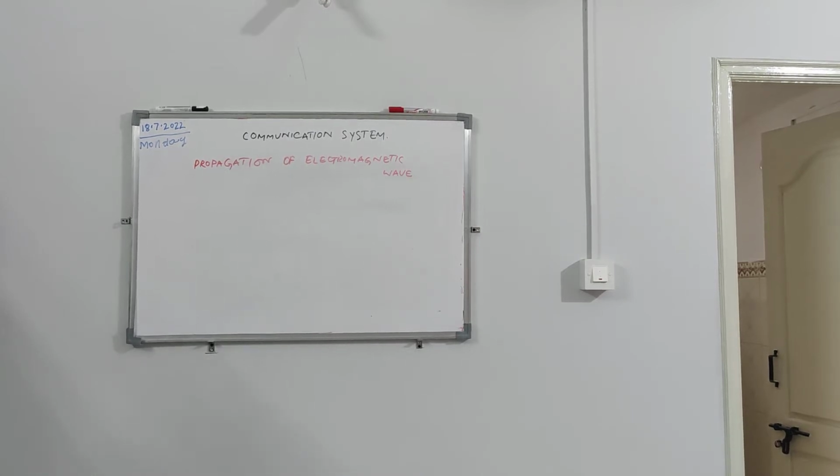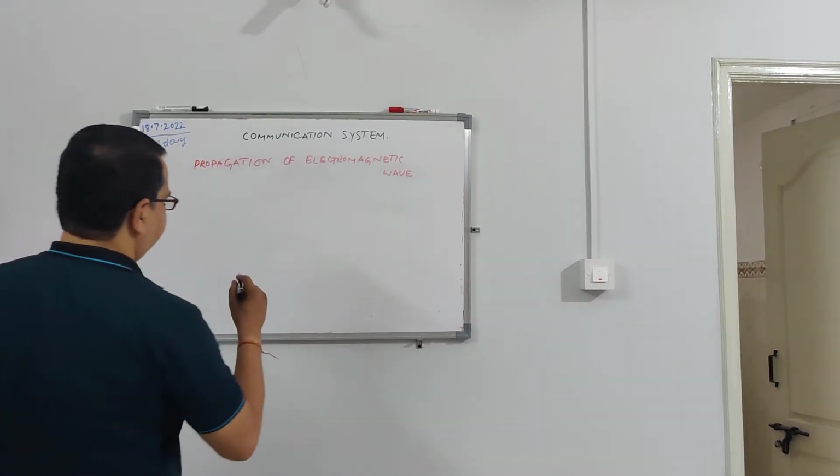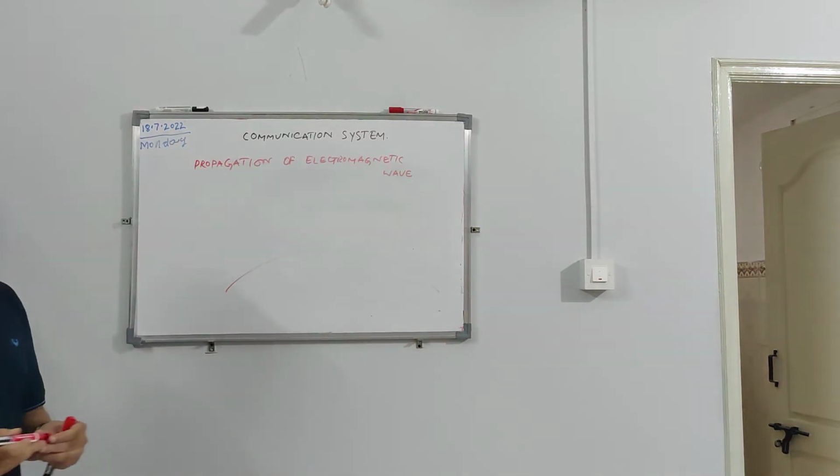So I can give you this example of this TV, that satellite communication and all. Okay, so these are examples of, say, space wave. So there are three types of wave, I would say. So let us say this is my earth.